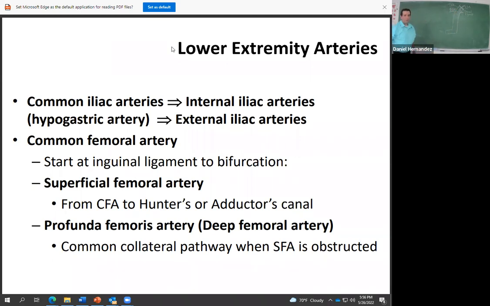SFA, superficial femoral artery. Sometimes you'll also only hear that referred to as FA, femoral artery. We'll notice that particularly when we get into venous anatomy, the reason why they dropped that superficial in front of the femoral artery and femoral vein. But just know that this profunda or deep femoral artery can sometimes act as a collateral pathway if this SFA is occluded or obstructed.